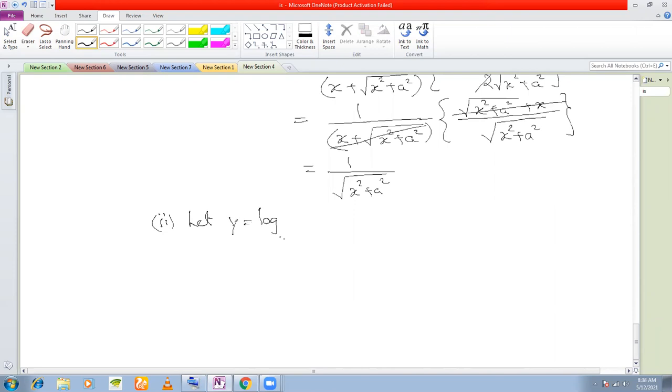Log root 1 minus cos x by 1 plus cos x. Now see, if you apply your u by v rule here, this is going to become a little complicated. So it is better to simplify this a little. What do you know about 1 minus cos? Remember this result, 1 minus cos 2 theta by 1 plus cos 2 theta? What was this result? Tan square theta, isn't it?